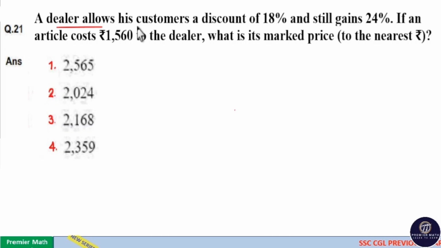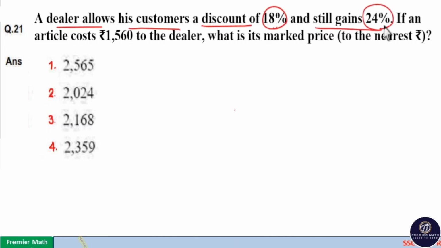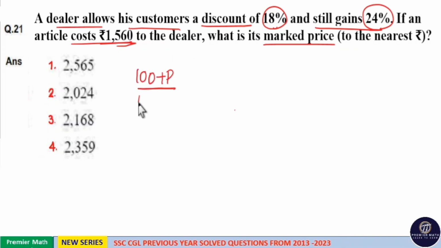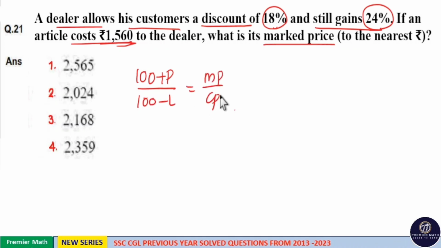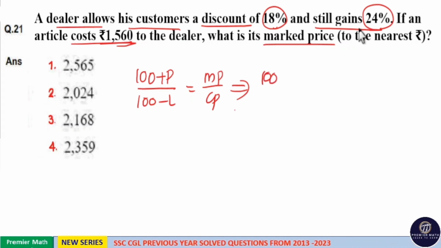A dealer allows his customers a discount of 18% and still gains 24%. If an article costs 1560 rupees to the dealer, what is its mark price? Here you can solve this in ratio method, but you already know 100 plus profit divided by 100 minus loss is equal to mark price by cost price. Now 100 plus profit is equal to gain 24%. So 100 plus 24, 124 rupees.